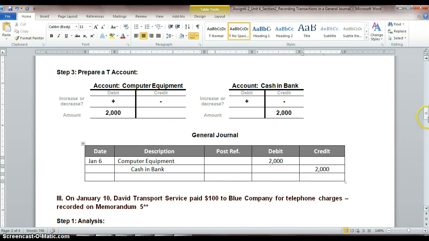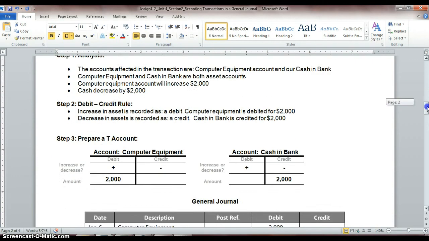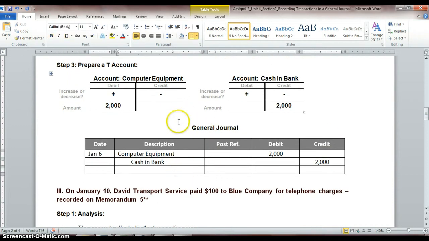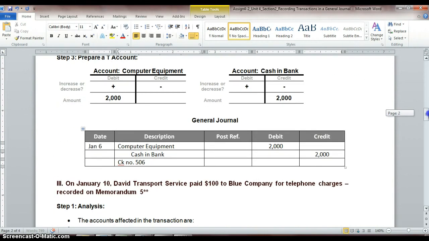The additional step with this part 2 is we need to copy in our documentation. The check number of 506 is the proof that this whole transaction took place. So we're going to copy that information on the following line here. I like to abbreviate everything: check number 506. That tells me I have proof that I wrote the check for $2,000 to whatever business for my computer equipment. That is the only additional step in this assignment.